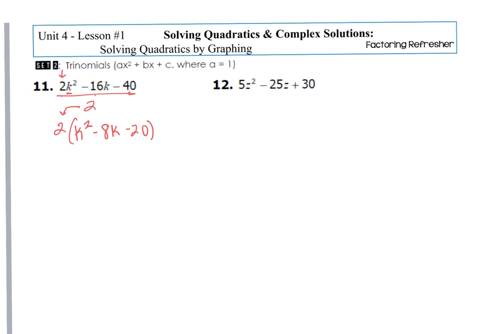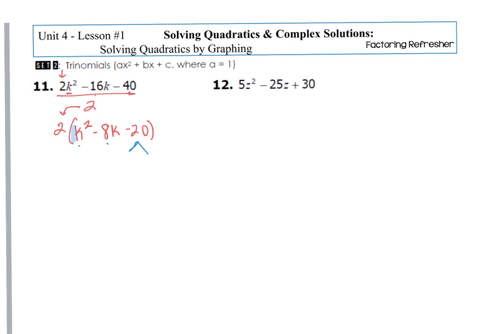Okay, we're not done. That was just like the first little baby step. Because I still have 1, 2, 3, I need to do the factor tree now. And the reason why we can do it now is because there's nothing in front of k squared. We move that 2 to the outside of parentheses. That's what we were going for.